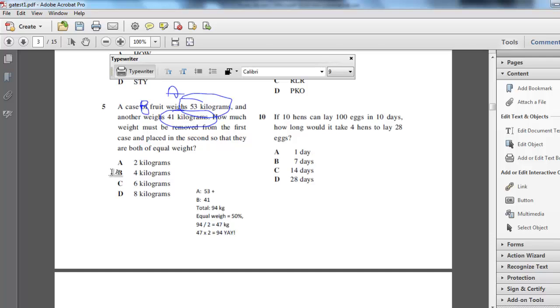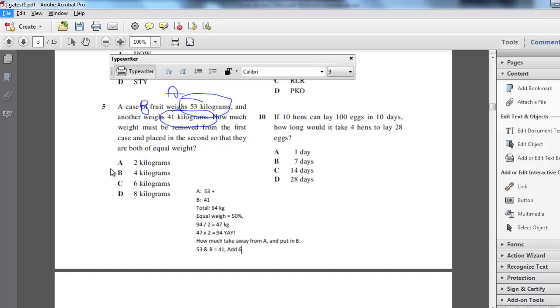So what's the question asking? How much weight must be removed from the first case? So how much take away from A and put in B? Okay, you've got 53 and B has 41. To get to 47, you add 6.